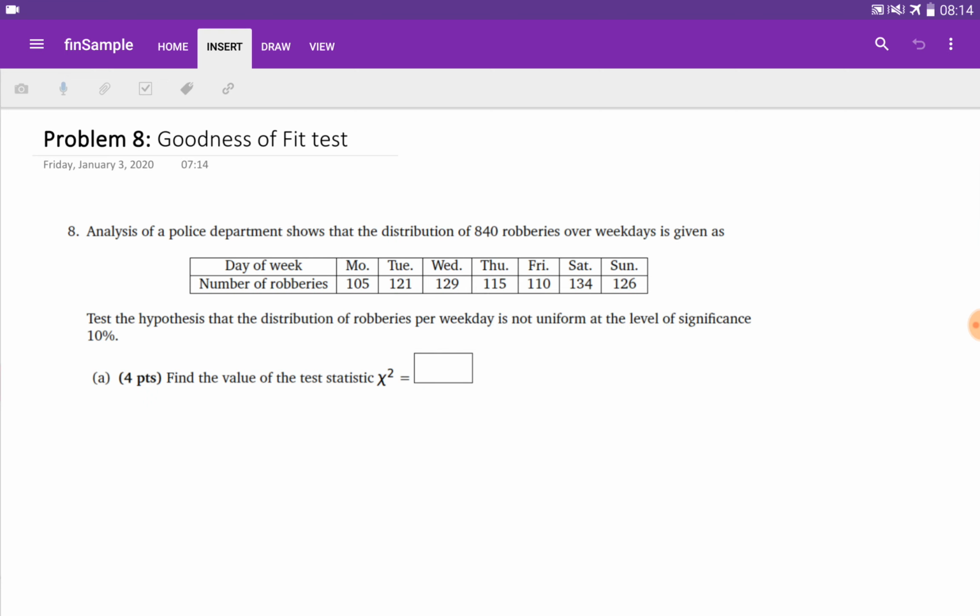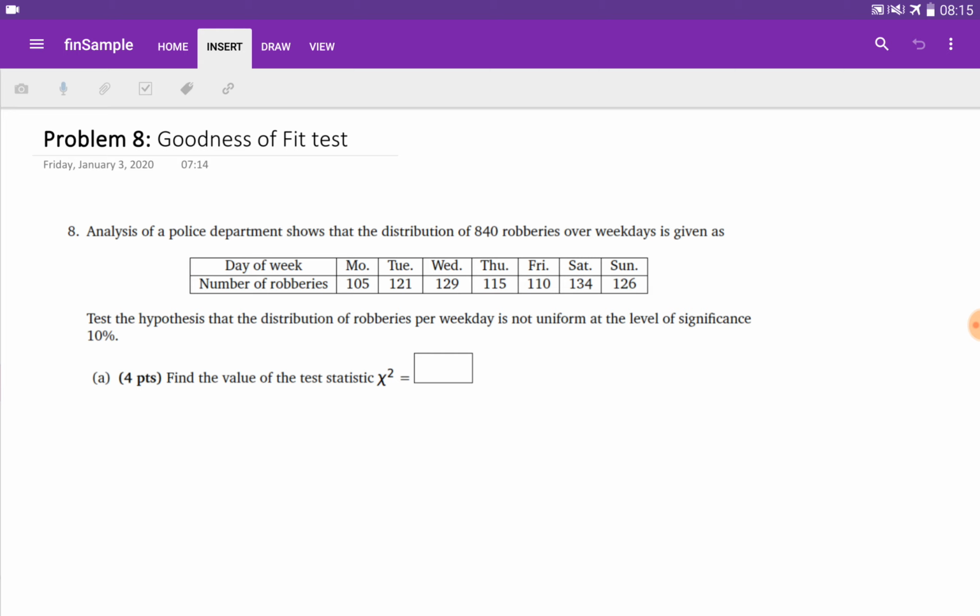So let's go to problem number 8. It is about the goodness of fit test. The analysis of the police department shows that the distribution of 840 robberies over the weekdays is given in this table. What we need to do is test the hypothesis that the distribution of the robberies per week is not uniformly distributed at the given significance level.